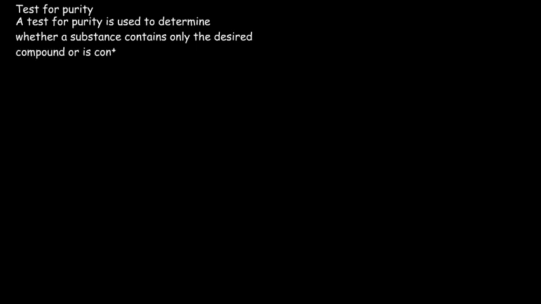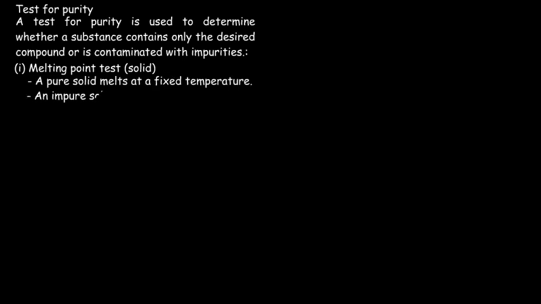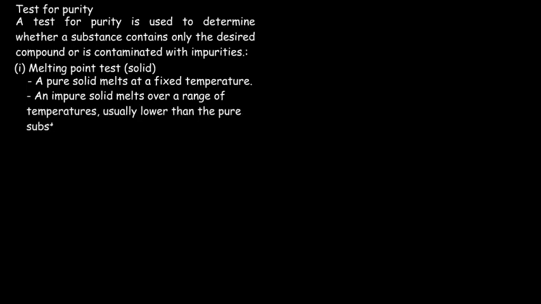Test for purity. A test for purity is used to determine whether a substance contains only the desired compound or is contaminated with impurities. Now, there are several tests for purity. The first we'll be considering is the melting point test, which is used for solids. A pure solid melts at a fixed temperature, while an impure solid melts over a range of temperatures, usually lower than the pure substance.